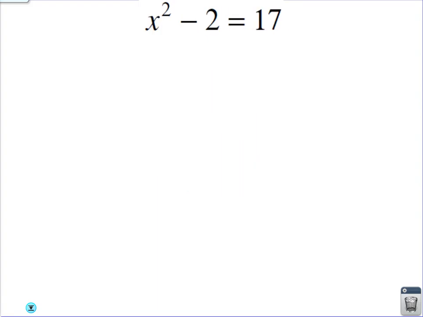Next problem: x squared minus 2 is 17. To get rid of minus 2, we move it to the other side. We now have x squared equals 17 plus 2, which is 19. A little bit different here.